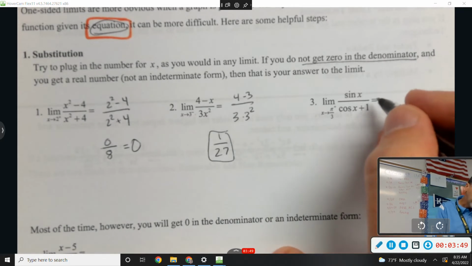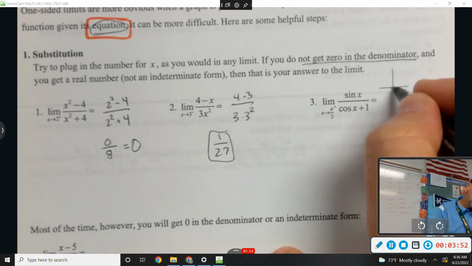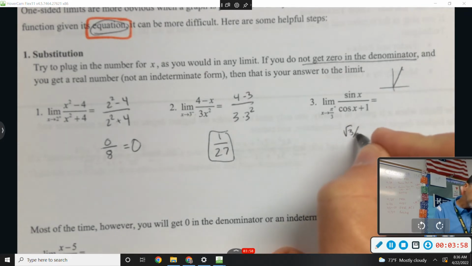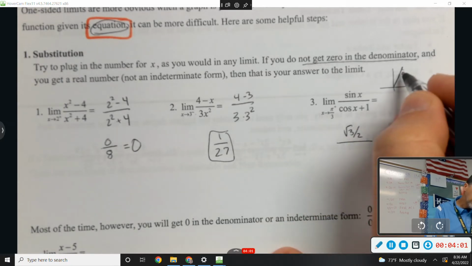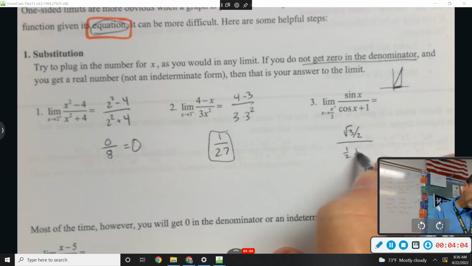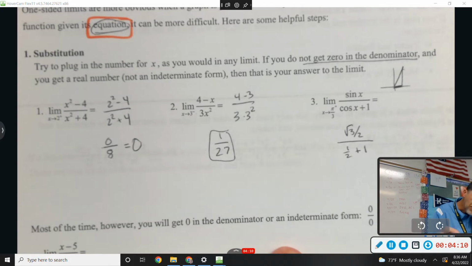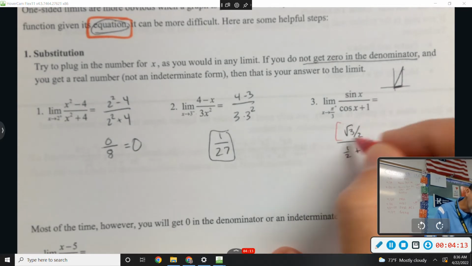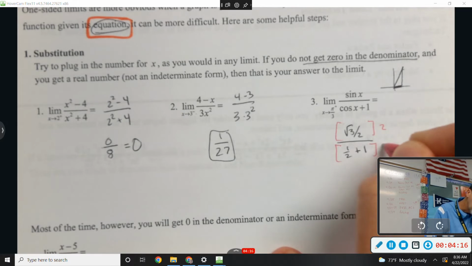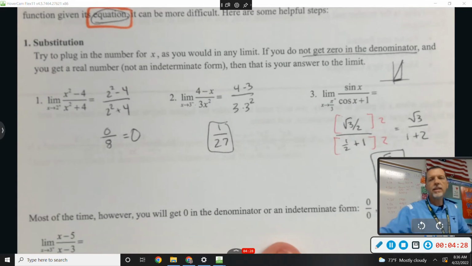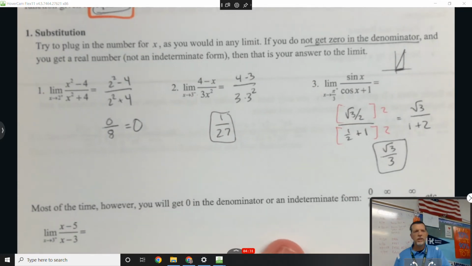Oh, trig. Sine of pi over 3. I've got to draw the picture every time. Maybe it's just me. Sine of pi over 3 would be root 3 over 2. Cosine of pi over 3 would be 1/2. So I'm going to get an answer here. It's just going to take me a minute to get there. You know what? Let's do the fraction clearing thing like we did yesterday. Multiply top and bottom by 2. And we get root 3 over 3. And that's a perfectly acceptable answer, so we're good.